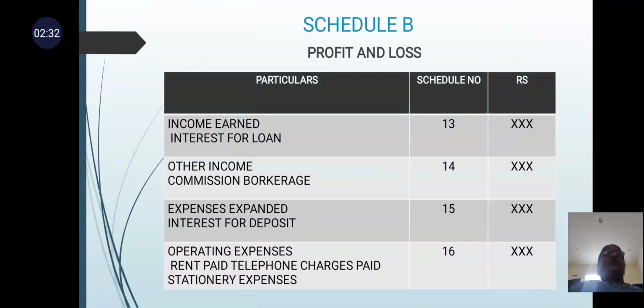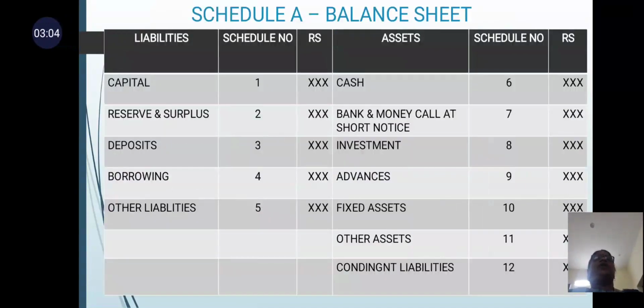The banker needs to pay interest for the deposits, fixed deposit, term deposit. For that they need to pay interest to the customer. And operating expenses, just like other businesses, the banking company also has operating expenses: rent paid, telephone bill paid, auditor charges, legal charges. If we total the income and total the expenses, income minus expenses is the profit of your business. And Schedule A holds the balance sheet.